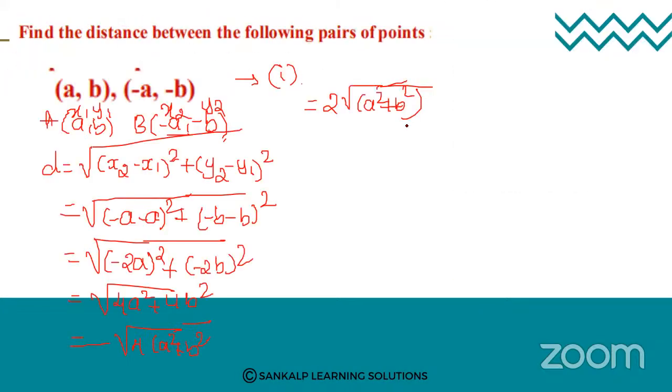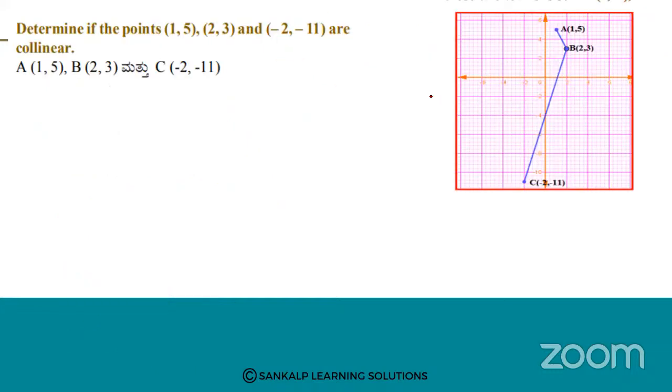Yes. So understood? By using the distance formula, we can solve the questions. Find the distance between the following pairs, you are going to use the distance formula. Now, determine if the points are collinear. This question can be asked for 2 or 3 marks. So determine whether the points (1, 5), (2, 3), (-2, -11) are collinear.